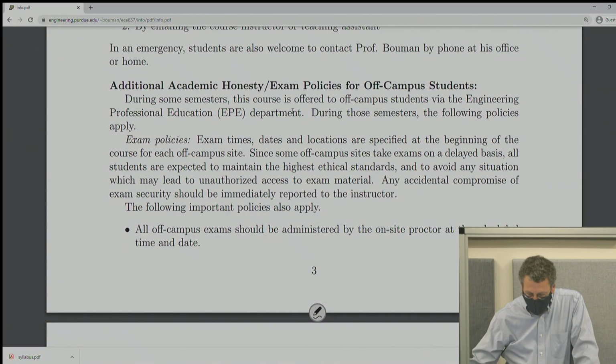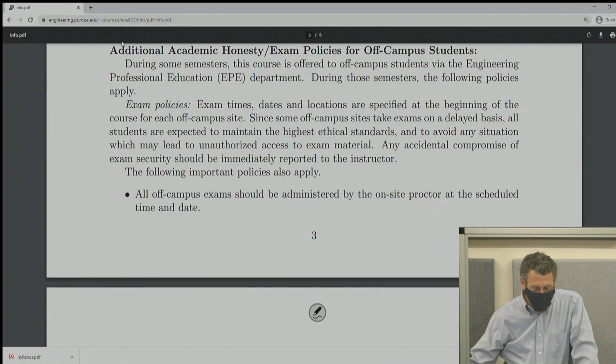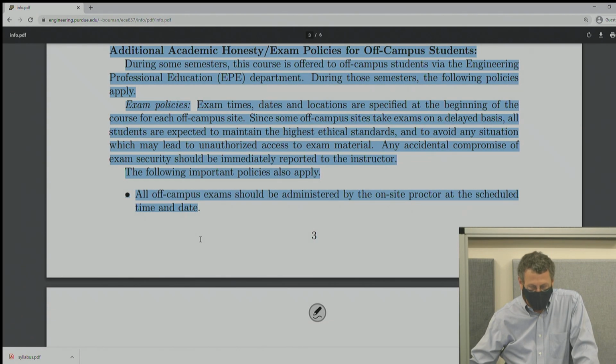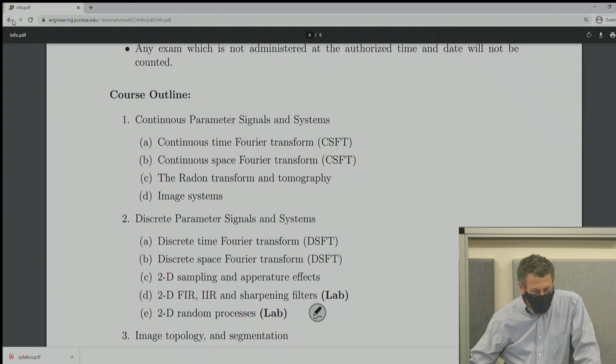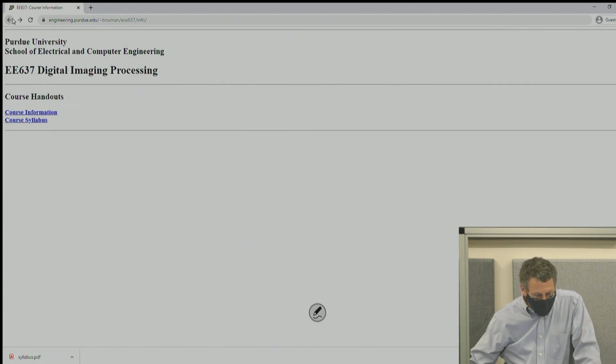Academic, okay, off-campus students, this is in flux. I'm going to have to update this. I have to talk to Craig, the EPE people, and find out what the protocols are for the exams. I was going to update that, and I forgot. There's a lot of things changing this semester.